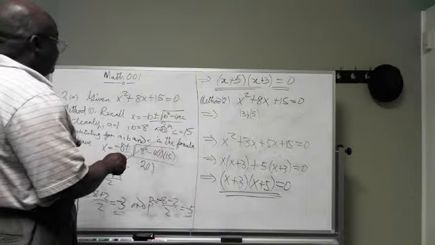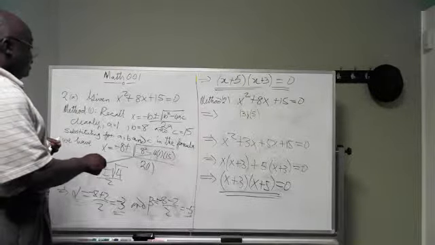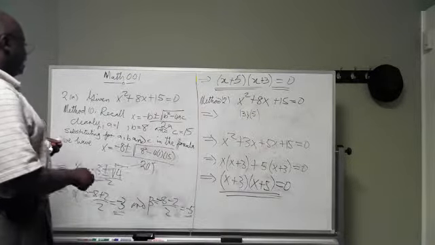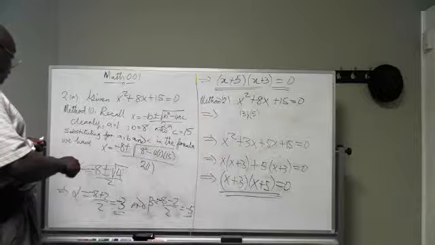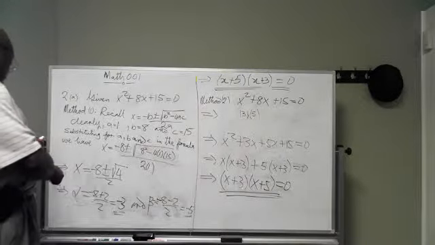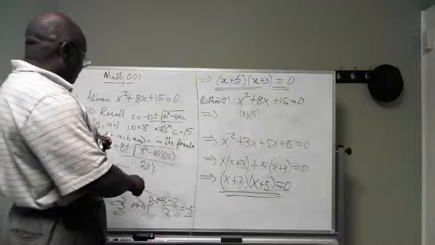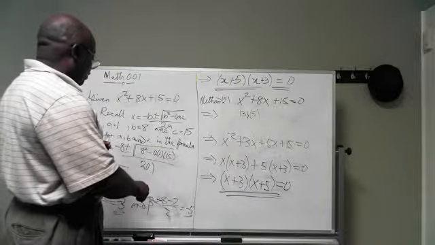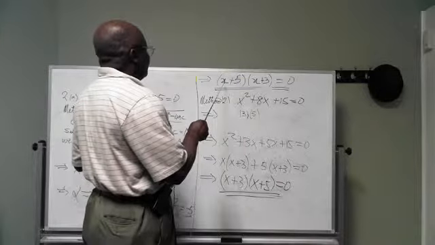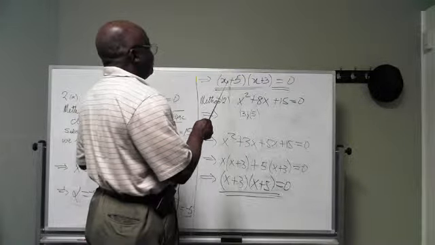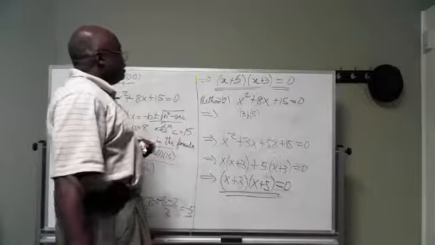Substituting for a, b, and c in the formula, we have x equals minus 8 plus or minus the square root of 8 squared minus 4 into 15 into 1 all over 2, which implies x equals minus 8 plus or minus the square root of 4 over 2, implying alpha equals minus 8 plus 2 over 2, which is equal to minus 3, and beta equals minus 8 minus 2 over 2, which is minus 5. And plugging this in, we'll see that the factorized form of the equation is x plus 5 into x plus 3, or the other way around is still okay.